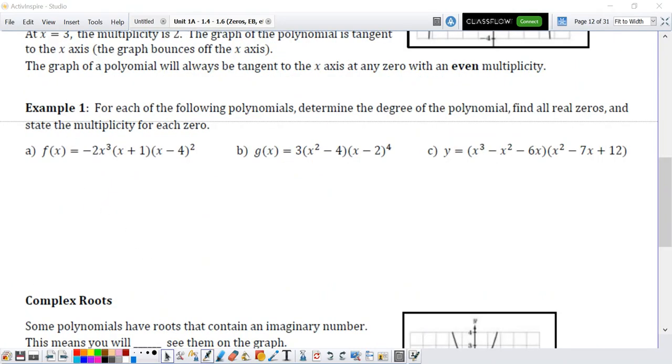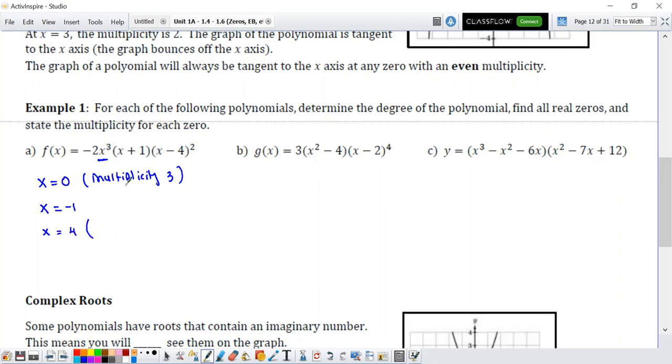So let's take a look at this example here, where we have to identify each of the polynomials, identify the degree, and find all the zeros and the multiplicity of each zero. So you can see that there are 3 zeros. So x equals 0, multiplicity is 3. X equals negative 1. There is 1 zero. If we don't write anything, then it's considered as a 1.